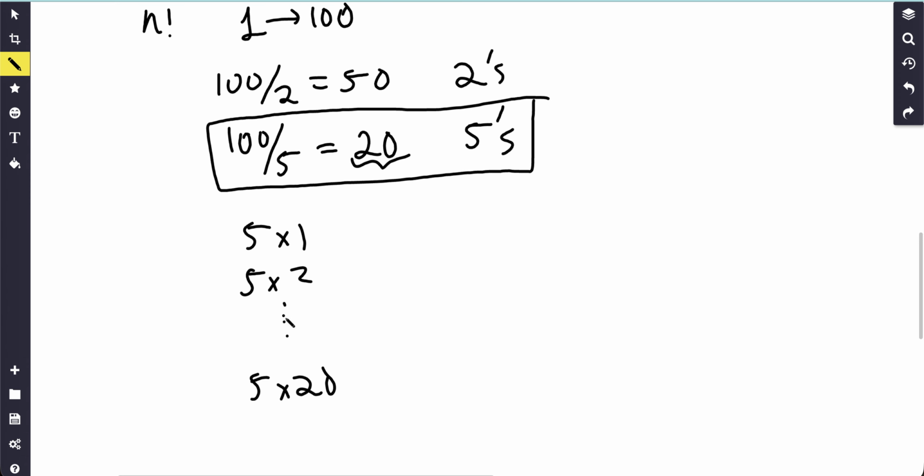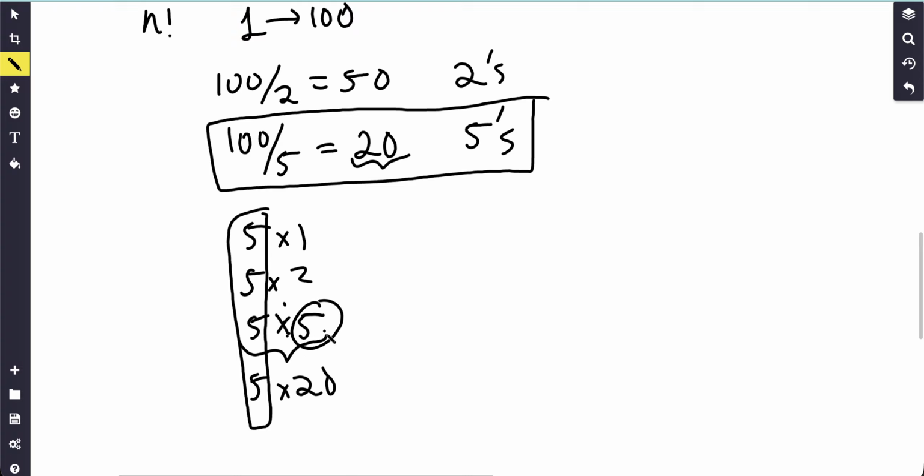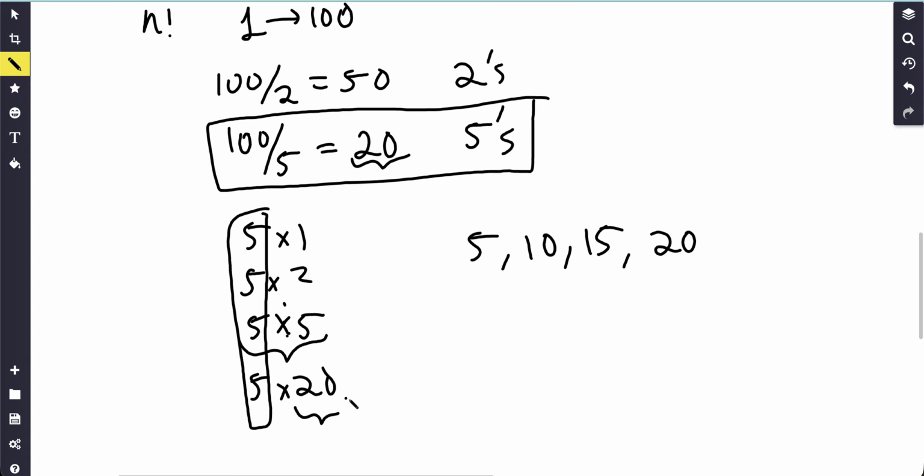But in the middle, we have 5 times 5, right? We have 2 5's. So basically, we undercount. We only ever counted the number of 5's here, but how many 5's are there on the second column, if you want to put it that way? Well, we have 5, 10, 15, 20, and that's it, right? Because when we have a 20, that breaks down to 5 times 4, contributing a 5.